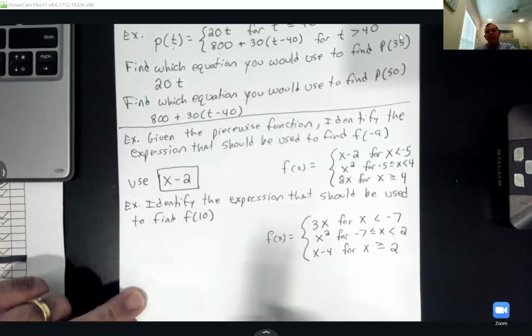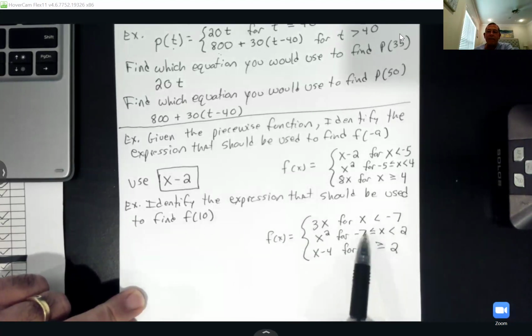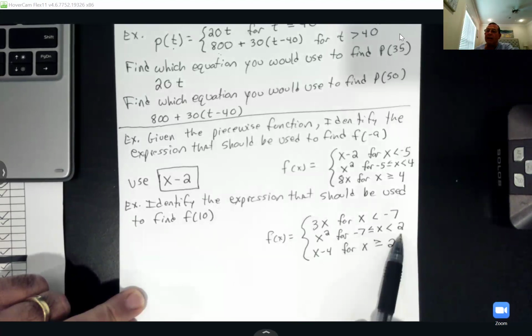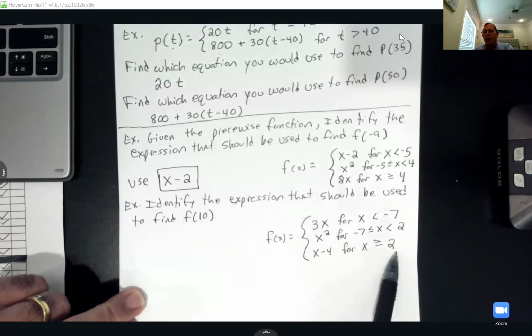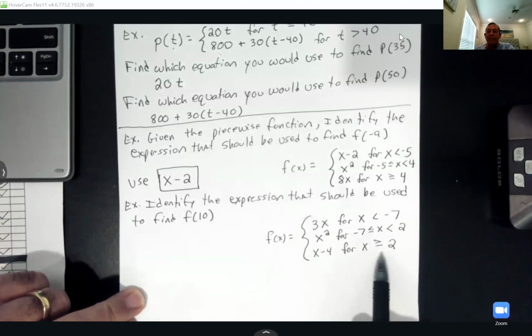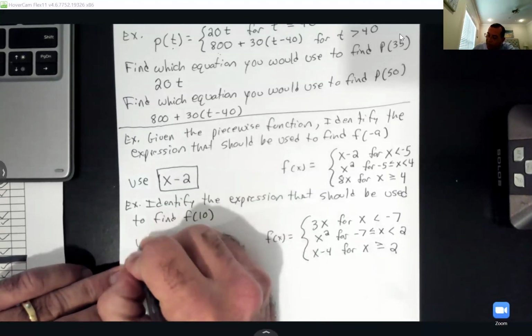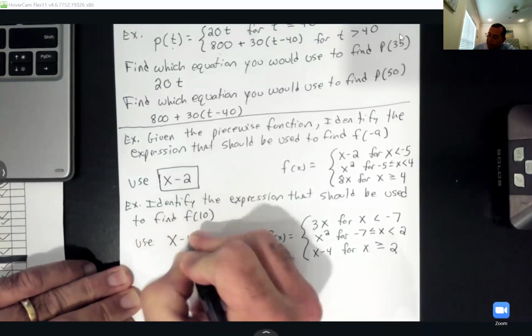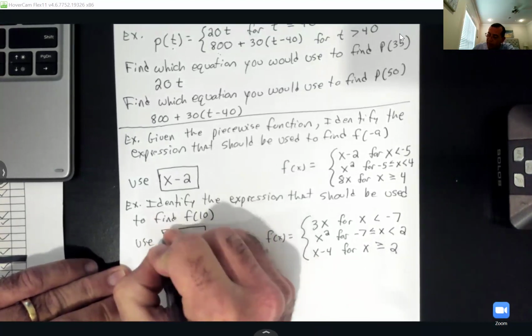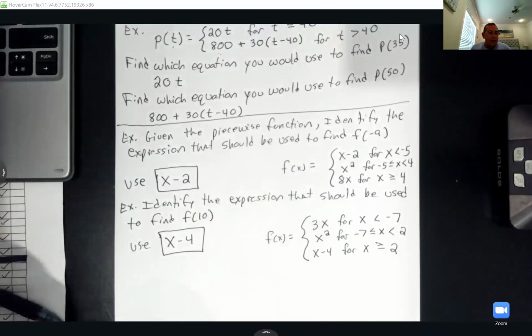So the question is, where does this 10 fit into my domain? It's either going to be less than -7, equal to -7 but less than 2, or it's going to be greater than or equal to my 2. So y'all, since 10 fits into the last domain, we would use the x minus 4 equation. Okay, so just remember on this part, all they want are the equations you would use, okay?